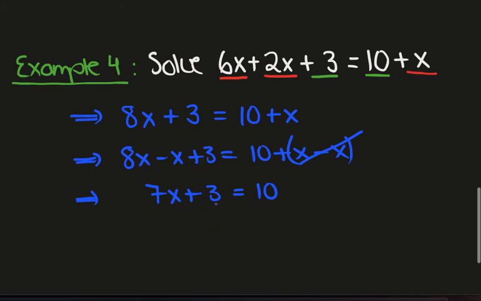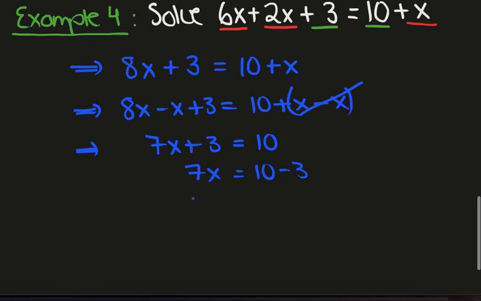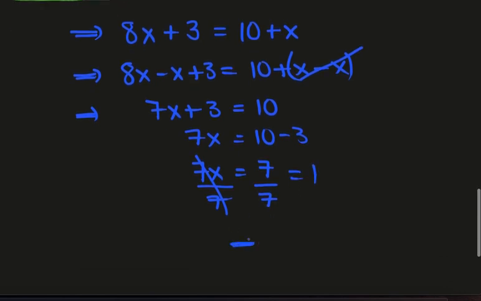Now we're back in the usual situation, so I've got a plus 3. I want to do the opposite to get rid of it, so I'm going to subtract 3. I'll get 10 minus 3 there. And so now I have 7x is equal to 7. Now I've got a multiplication by 7, so the opposite is division by 7. Cancel those, and what I end up with is x equals 1.